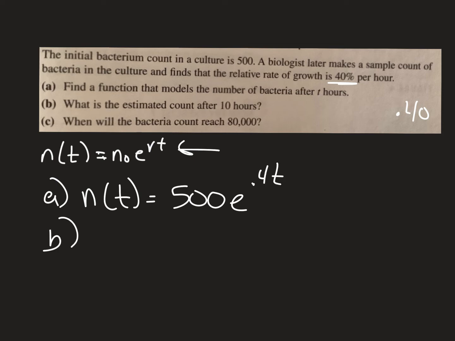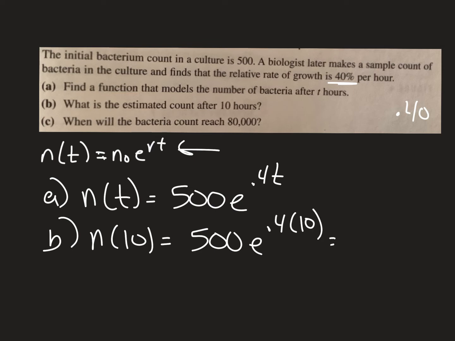Okay, so part B. What's the estimated count after 10 hours? That means the time is 10. So I'm going 500 E, I'm just going to put 10 in for T and punch that in my calculator.